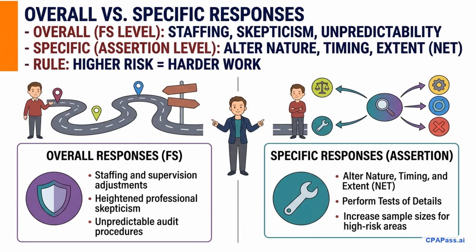For high assertion level risks, we perform more substantive testing, use larger sample sizes, and test closer to year end. These procedures include tests of controls, analytical procedures, and tests of details. Remember the risk response rule: higher risk equals harder work. We must directly link our procedures to the specific assessed risks.